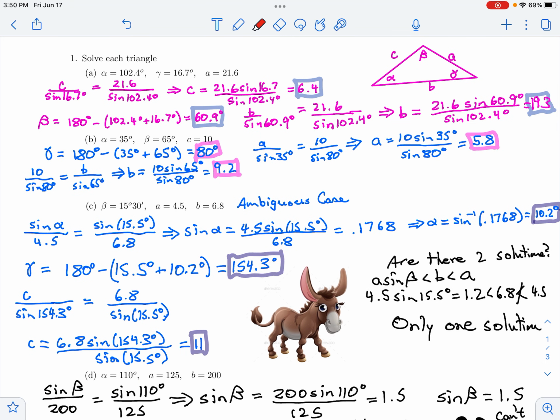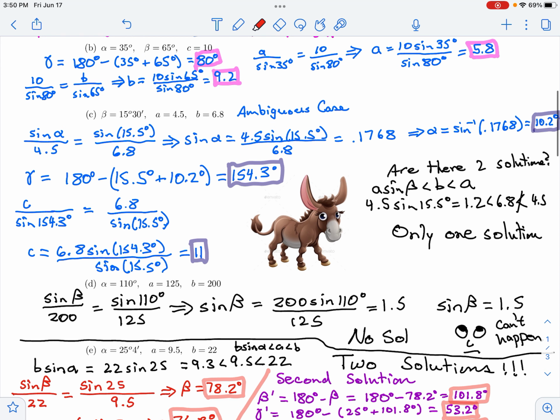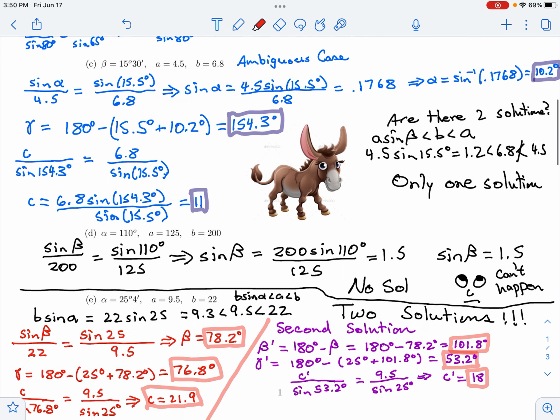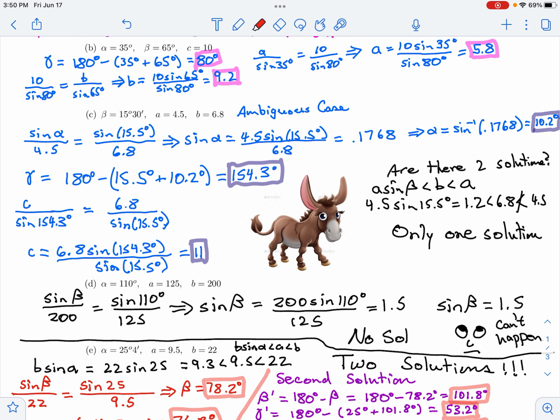Okay, now the next one, same thing. This time, I'm given basically the same situation. I've been given alpha and beta this time instead of alpha and gamma. So you go through and work this problem the same way using those ratios. Now, the next three problems have the ambiguous case.